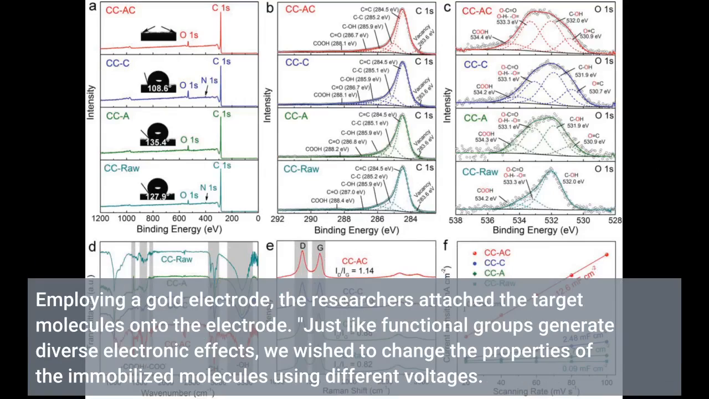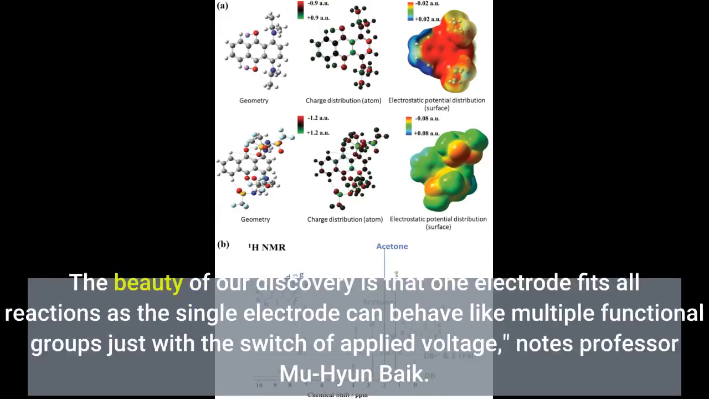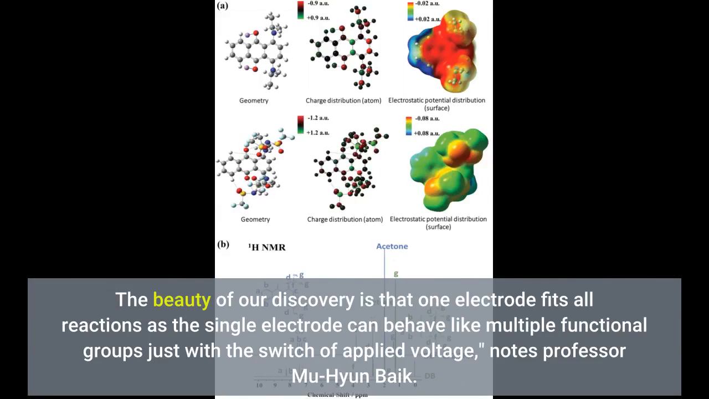Just like functional groups generate diverse electronic effects, we wish to change the properties of the immobilized molecules using different voltages. The beauty of our discovery is that one electrode fits all reactions, as the single electrode can behave like multiple functional groups just with the switch of applied voltage, notes Professor Mu-Hyun Baik.